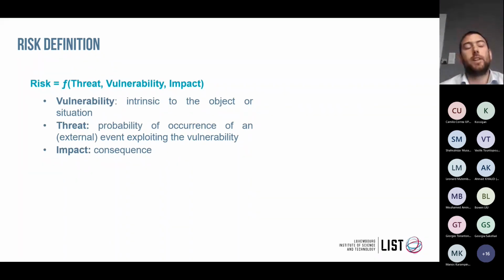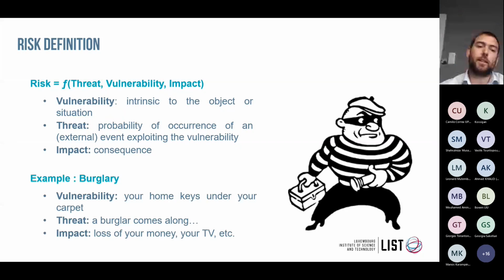So in detail now, a vulnerability is intrinsic to the object or the situation. A threat is the probability of occurrence of an event exploiting the vulnerability. And again, an impact is the consequence. So let's take an example from daily life, a burglary. In this case, the vulnerability may be your home keys under your carpet, or maybe a window left open. And the threat is the burglar that comes along. The impact will be a loss of money, a loss of equipment, and of course also psychological impacts and so on.